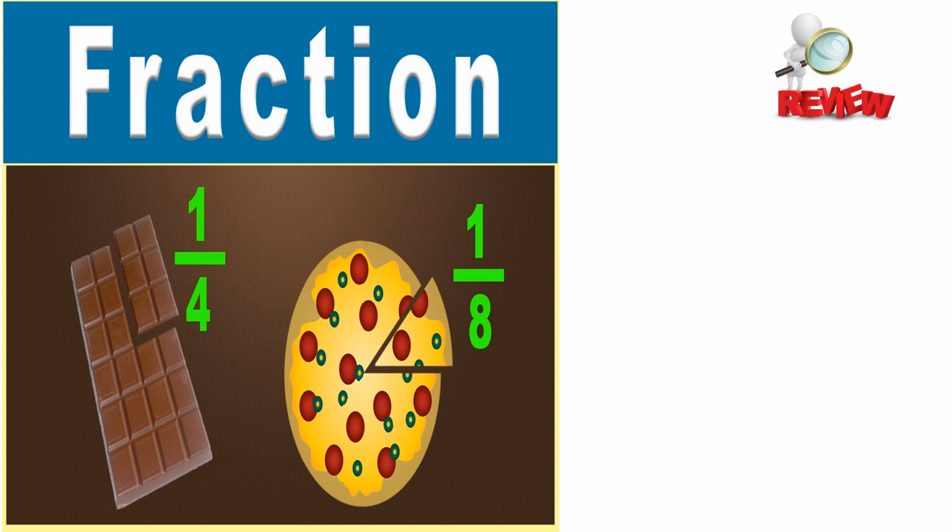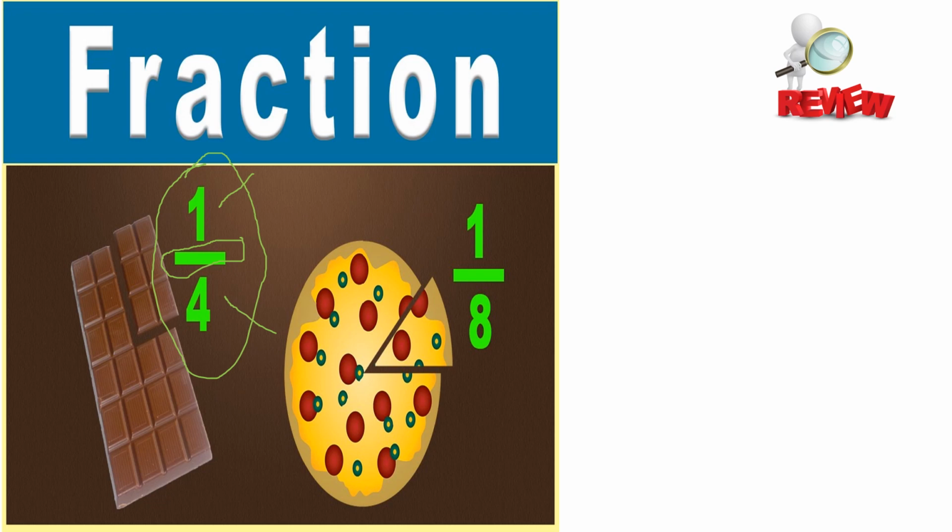Okay, so before getting into the lesson, let's review what we studied in the previous lesson. We studied fractions. Now what are fractions? When we write a number in this form, with a bar in between, one number up and one number down, this is called a fraction. Any number written in this form is called a fraction. So this is the fraction for this chocolate.